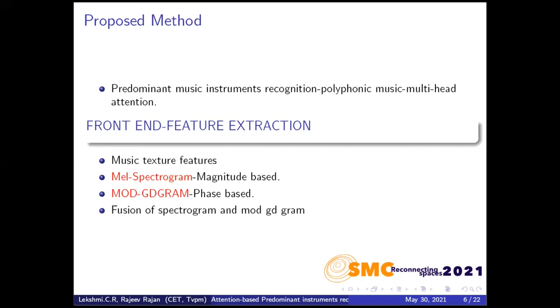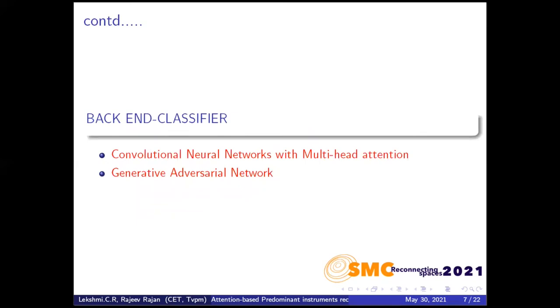In addition to this, music texture features like spectral centroid, spectral roll-off, spectral bandwidth, root mean square energy, chroma STFT, and 13 MEL frequency spectral coefficients are extracted and given to a deep neural network for classification. This is used as a performance comparison for the proposed task. At the back-end classification, we used convolutional neural networks with multi-head attention for classification and a generative adversarial network for data augmentation.